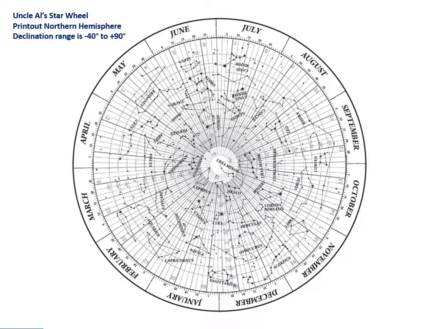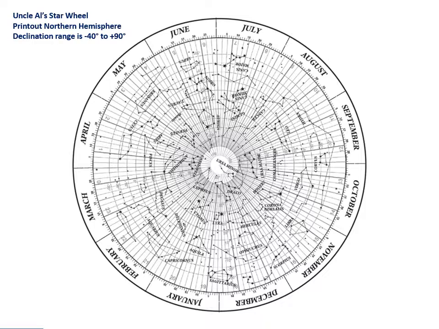The star wheel has a declination and hour angle grid. This is a polar projection of the celestial sphere's polar coordinate system. The lines of declination are concentric circles. The dot at the center of the wheel is the north celestial pole, with Polaris.